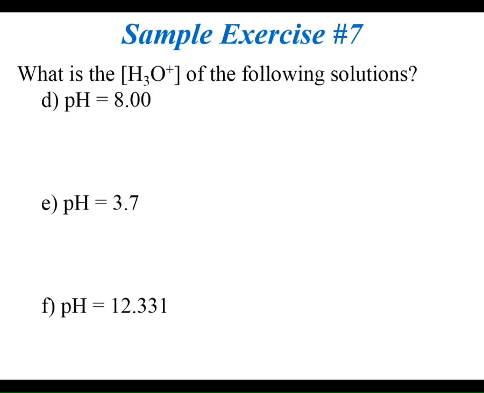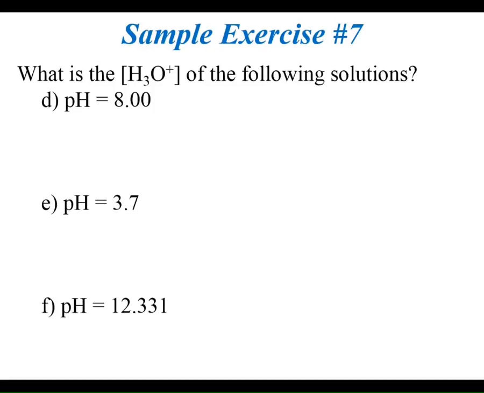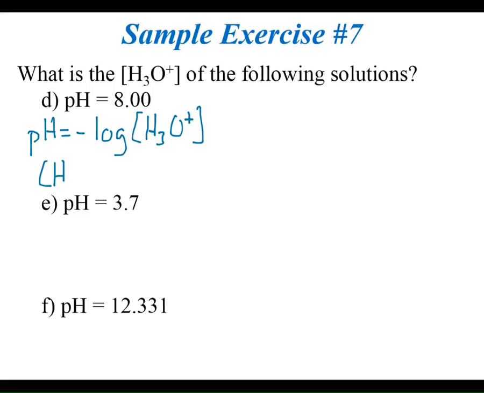So what if I give you the pH and I want to know the hydronium? So let me show you how this works. So if the pH is the negative log of the hydronium, the hydronium must be, well, we have to move that negative over, make it negative pH, and then get rid of the log. We have to do what's called anti-log of both sides.